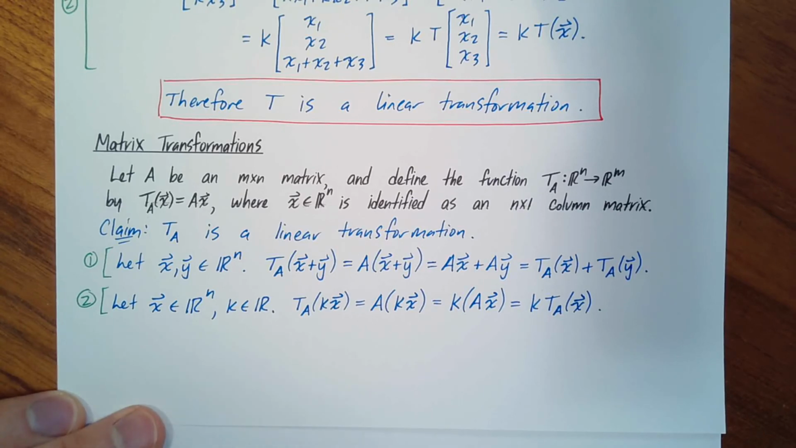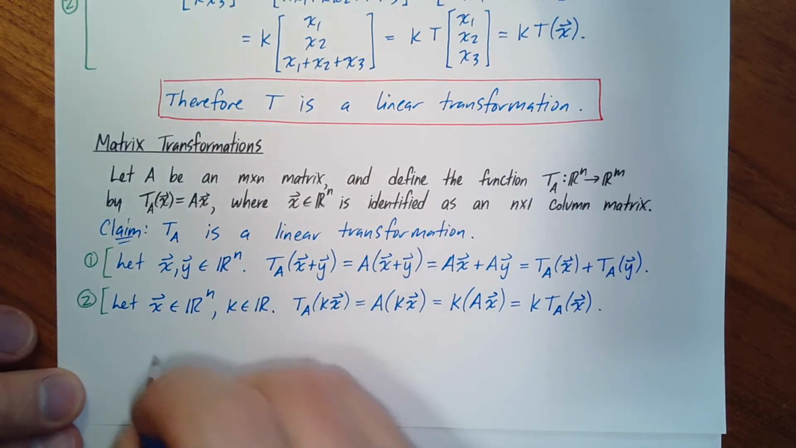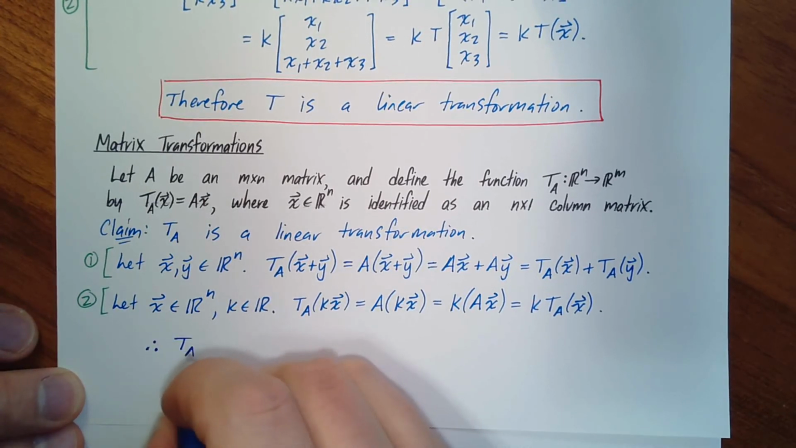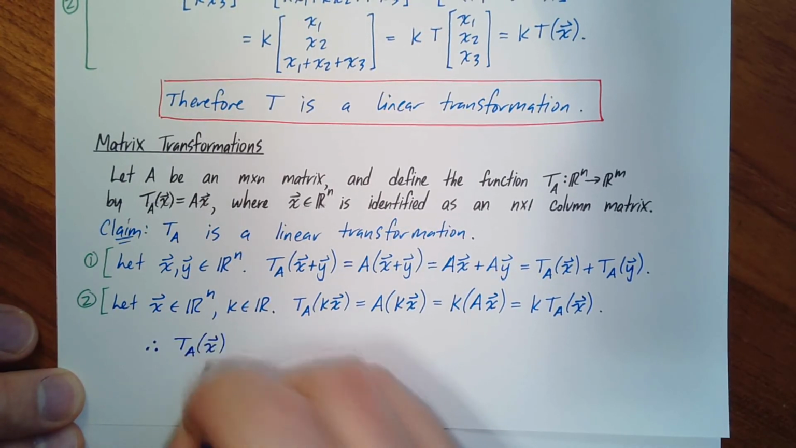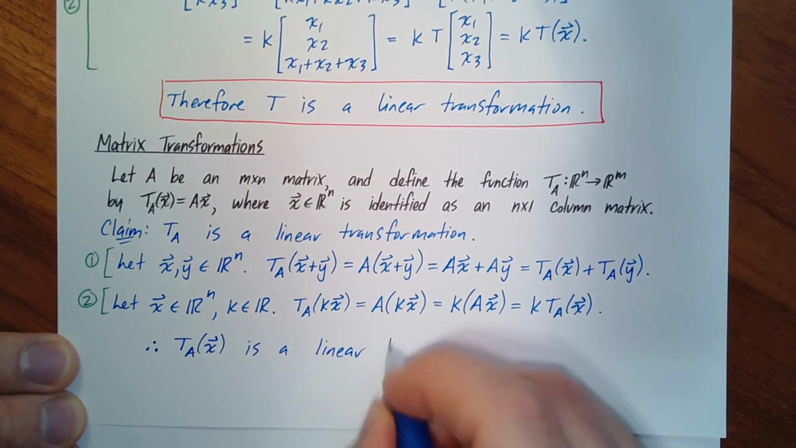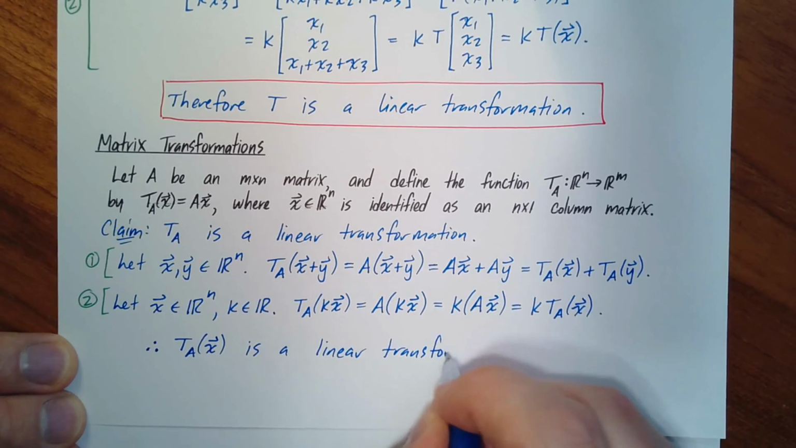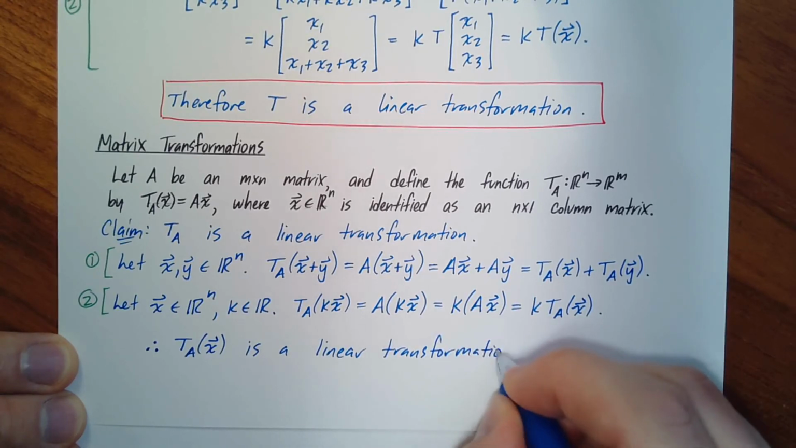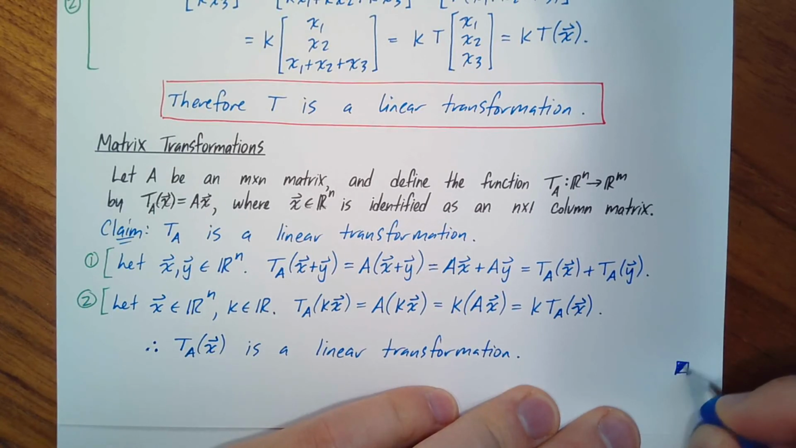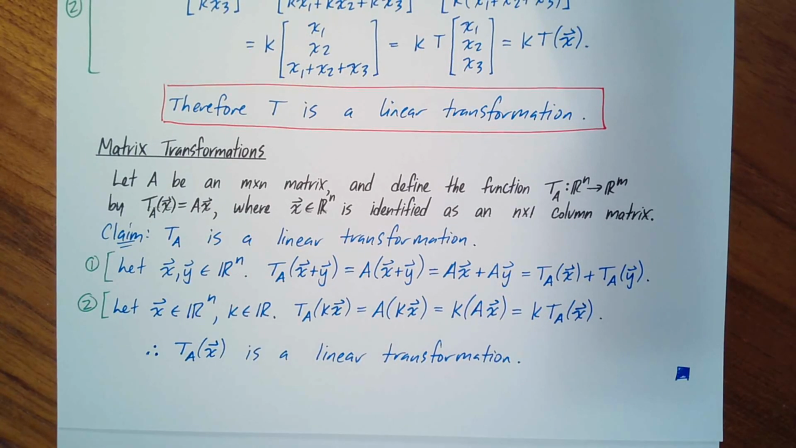So there you have it. So that we can say, therefore, TA of x is a linear transformation. Okay, and I'm just going to draw a proof box here because that completes the proof that we were working through here in general.